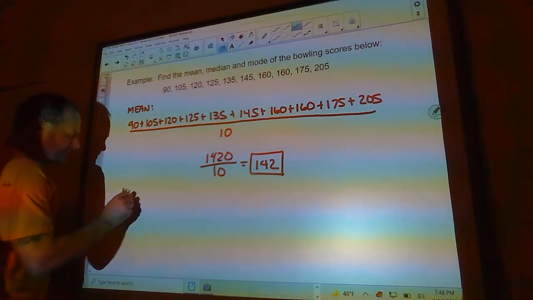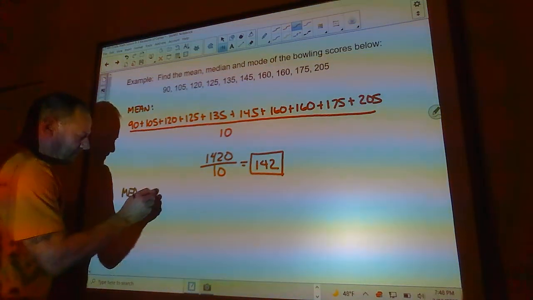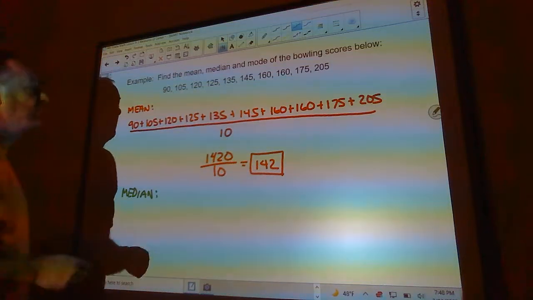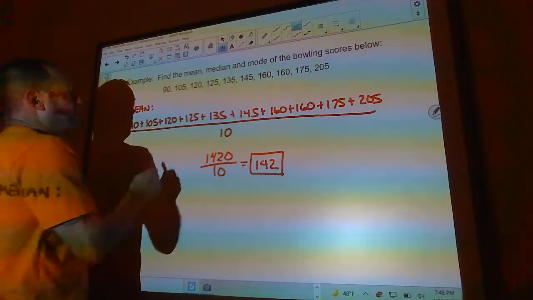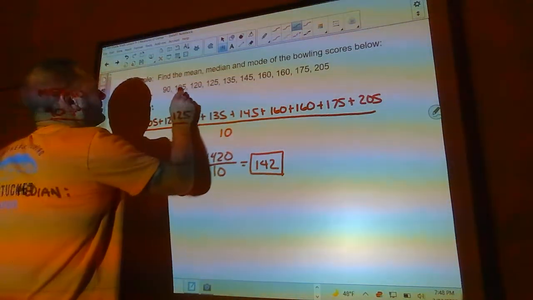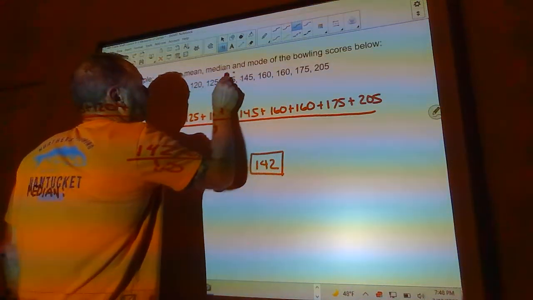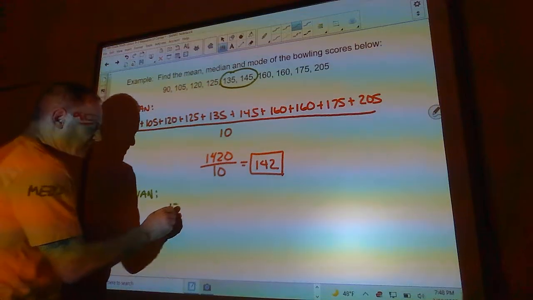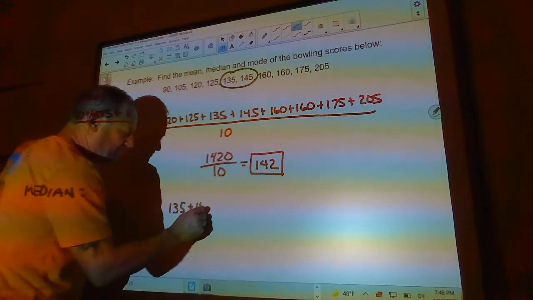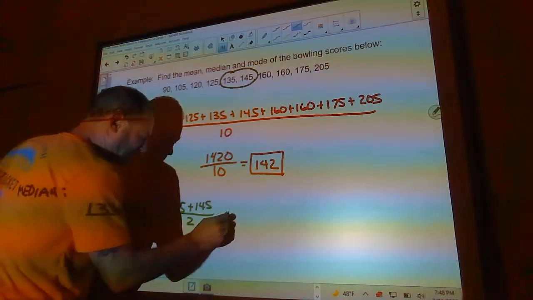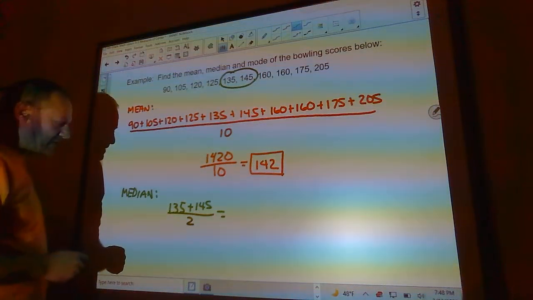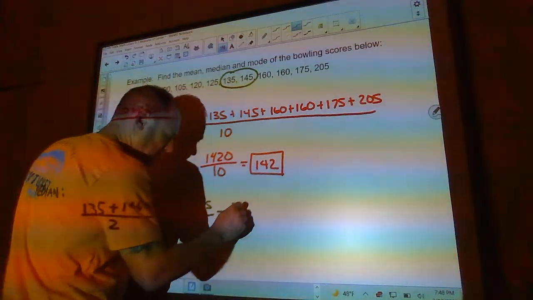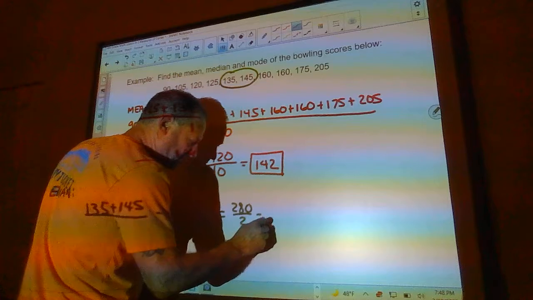Okay, the median. I just find the middle one. There are 10 data points, so I go to 5 and 6. 1, 2, 3, 4, 5, and 6. It's between these two. So I would take 135 plus 145, which is 280, and divide that by 2, which is 140.